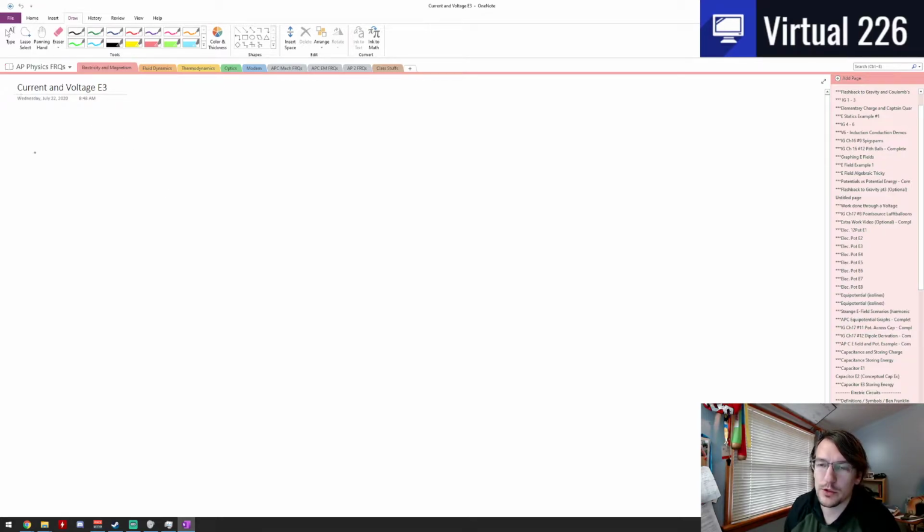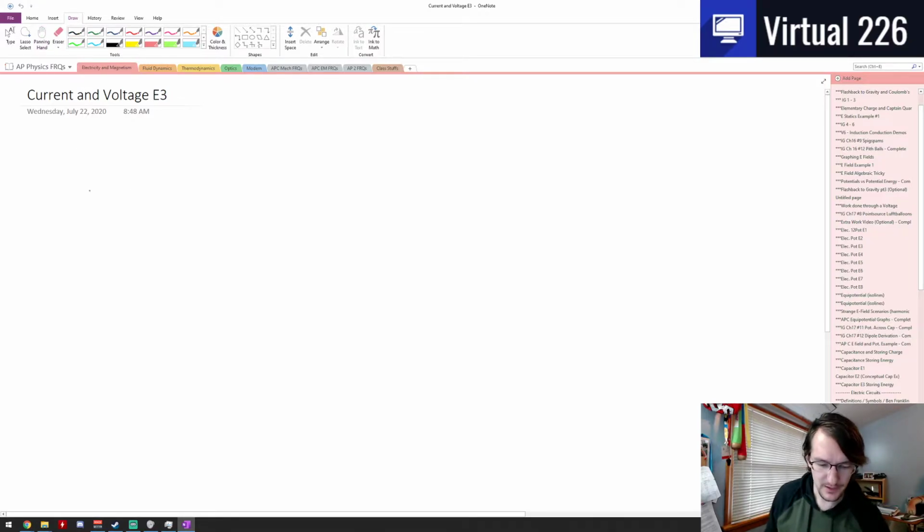Okay, so what we're looking at here is current and voltage again. We're going to be looking at some more complicated scenarios, and we're going to be diving deeper into circuits and trying to figure out what voltage drops or currents through individual components of those circuits actually are. So let's take a look at something here, kind of get us moving into this.